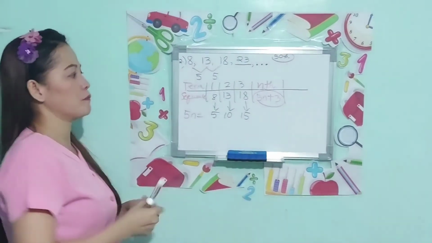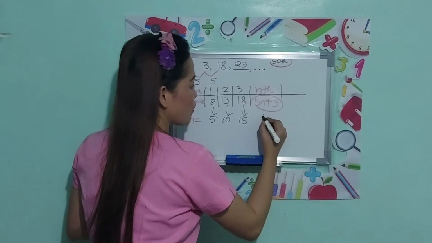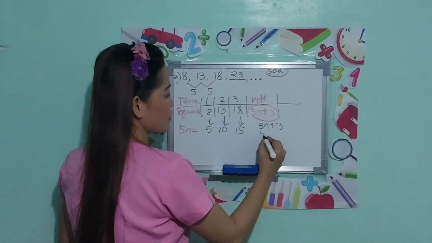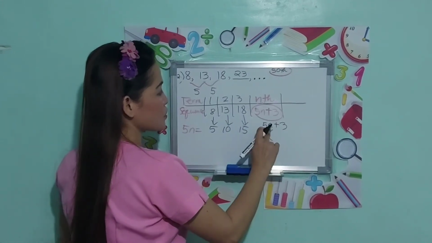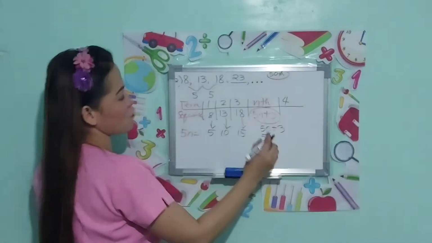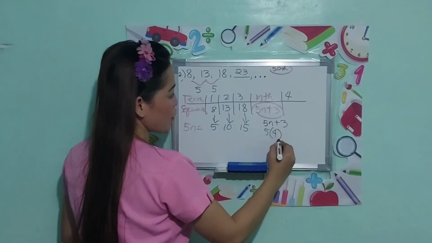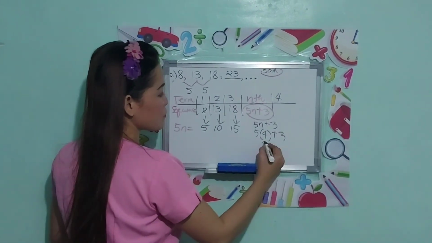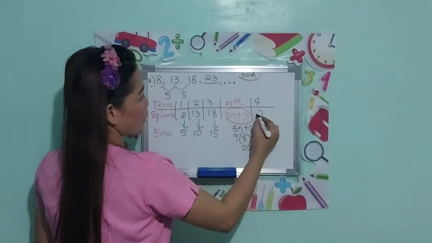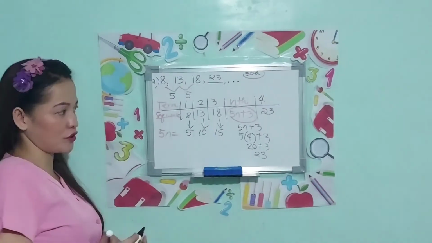Let's try that. Okay? So we are going to write our nth rule, 5n plus 3. So we just have to write 5. We will substitute n by, for example, we're going to look for the 4th term, so 4, plus 3. 5 times 4 equals 20 plus 3. Then we have 23 as our 4th term.